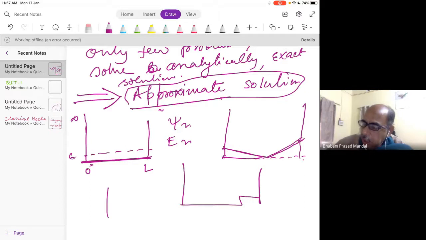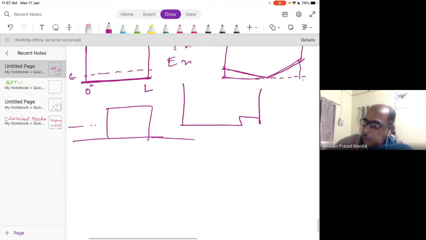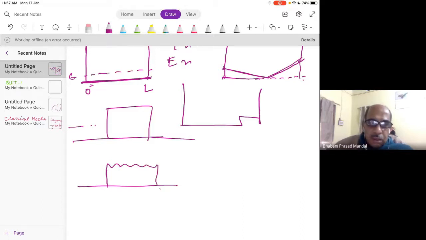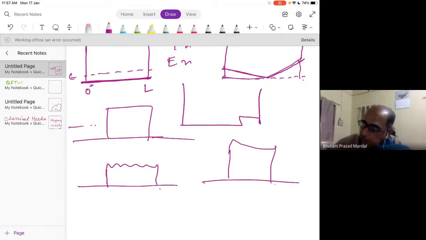You have a barrier problem. You have this kind of barrier. A particle comes. How to solve this? This is not flat, but something like this. Or more simply, I write a barrier like this, a parabolic type inclination. How do you solve this? You cannot solve it analytically. You have to depend on approximate methods.